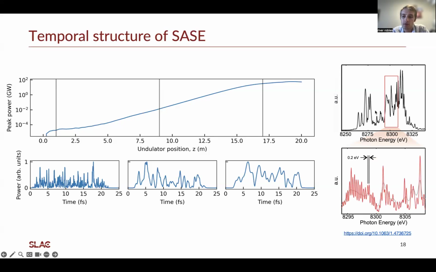And if you look at the spectrum of the radiation, you'll see a similar story where we have some total bandwidth dictated by the FEL instability, but it's broken up into these uncorrelated random spikes. So a lot of the research and development that goes into X-ray free electron lasers, in particular SASE FELs, is about how to improve the longitudinal coherence, to take this many-spiked structure and turn it into a single-spiked structure.